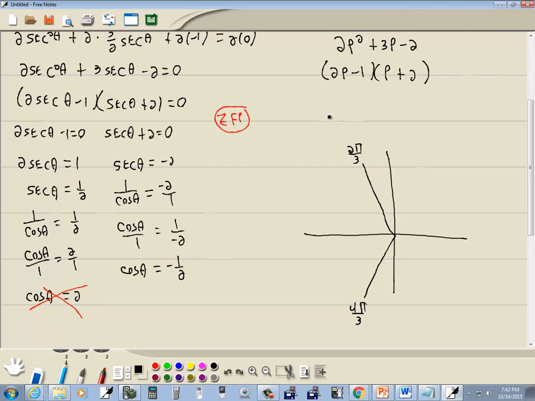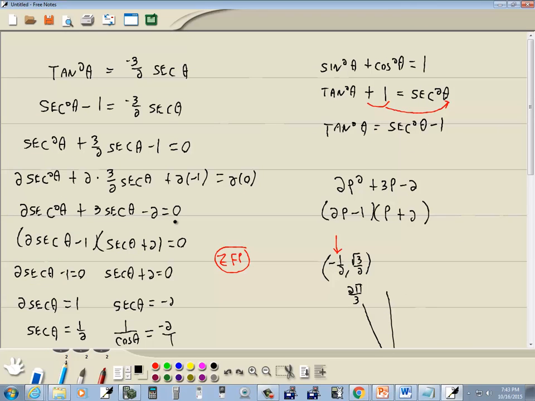Now this point right here would be negative 1/2, square root of 3 over 2. And this point right here would be negative 1/2 and negative square root of 3 over 2. Now we're looking where cosine is equal to negative 1/2. Cosine, which is the x part of our point, is equal to negative 1/2 there and negative 1/2 here. So theta is going to equal 2 pi over 3 and 4 pi over 3. Maybe. 2 pi over 3 and 4 pi over 3.